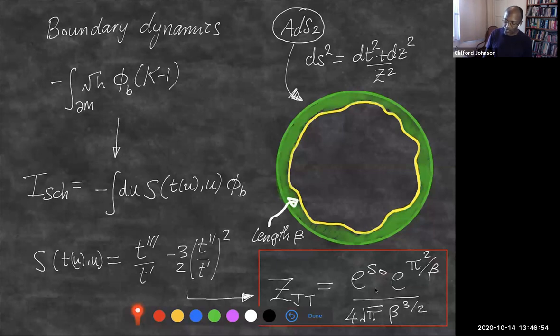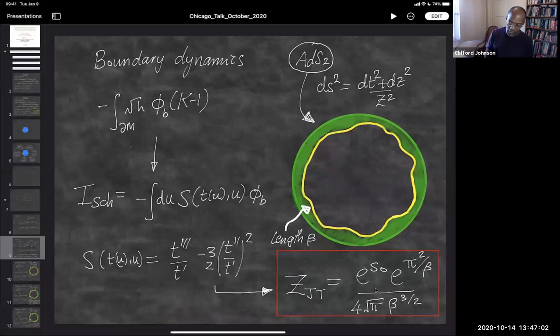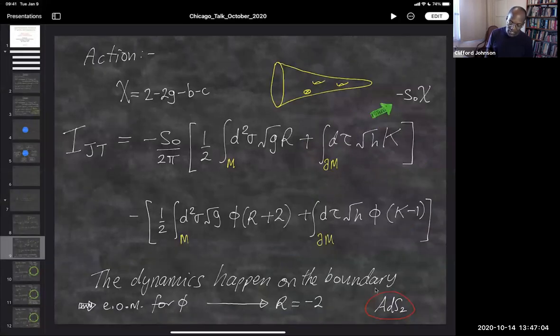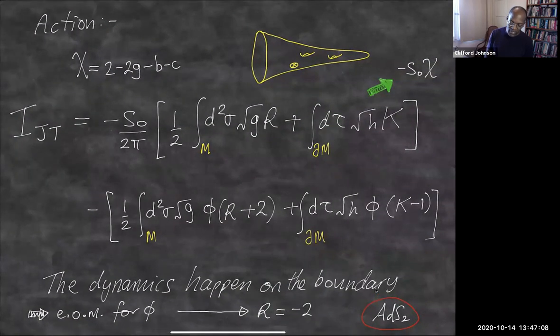And going back to my previous slide, let's just jump back. If I look back here and I put g equals zero and c equals zero and b equals one boundary, giving me the disk, I have that e to the S naught factor. And so that e to the S naught factor is telling me that I'm on the disk.